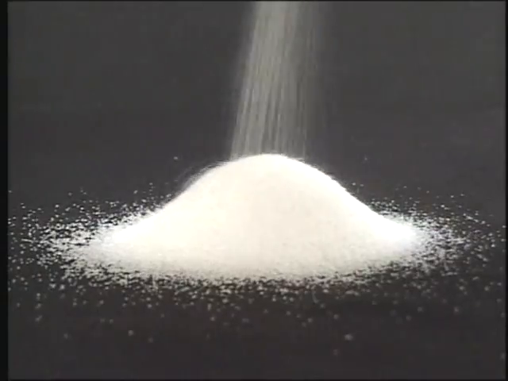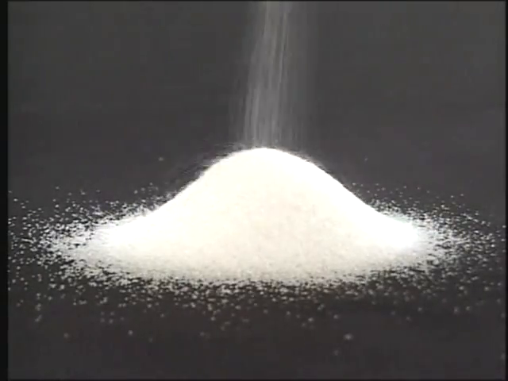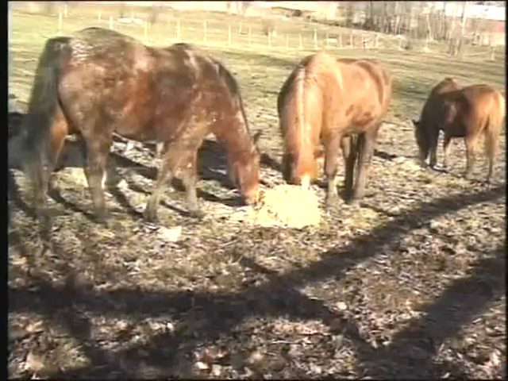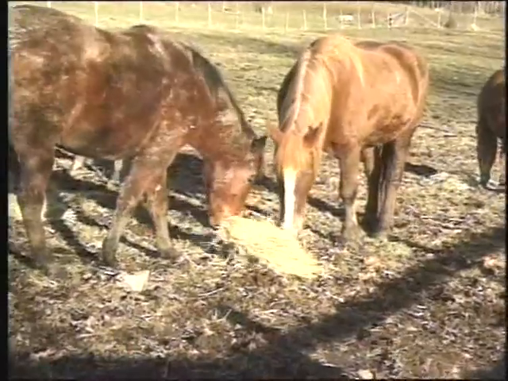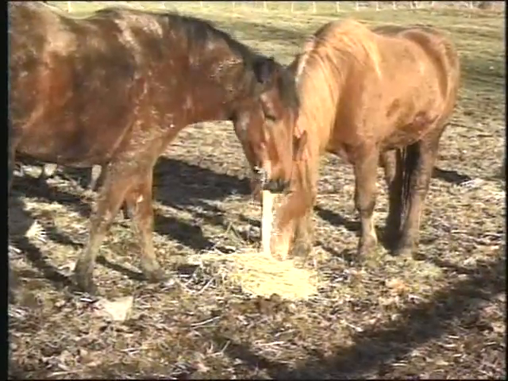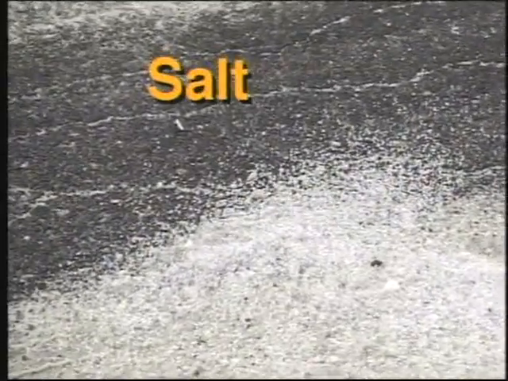This white substance is commonly used to enhance the flavor of food. Many animals, like these horses, also need this substance in their diet. It is also used on roads to melt ice. Any idea what it is?